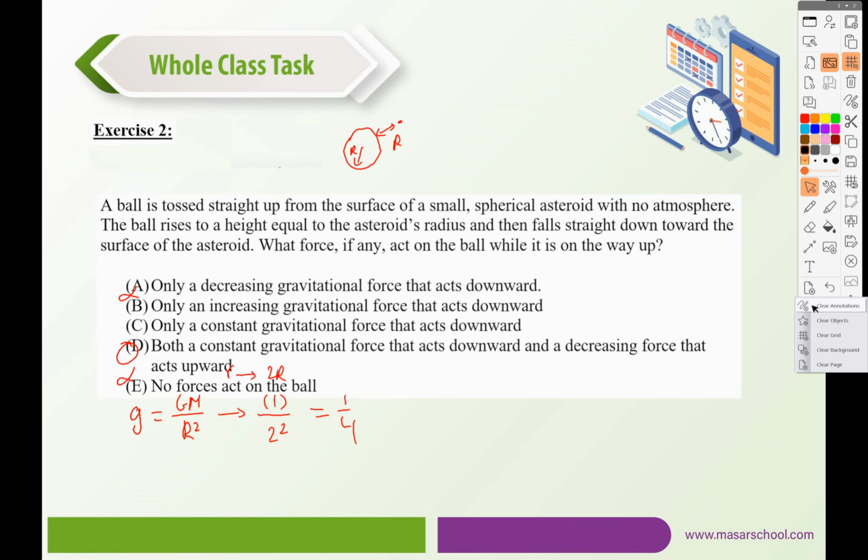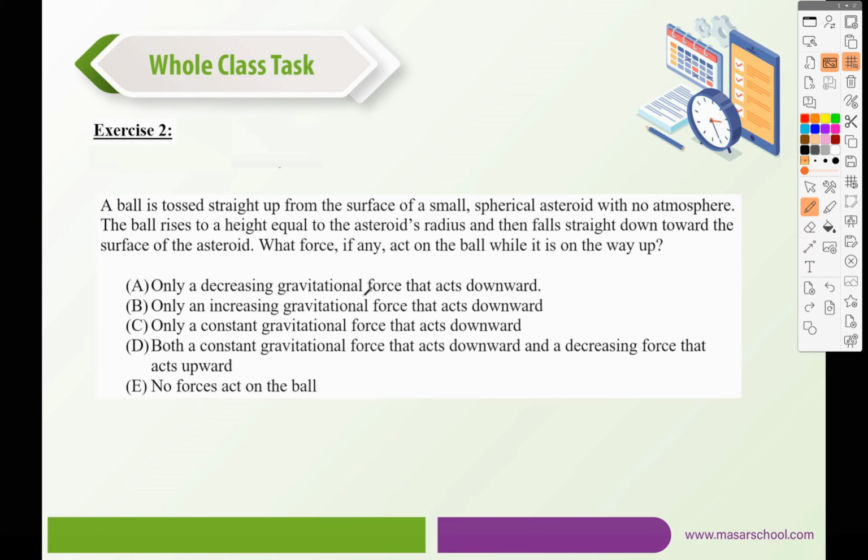Now, exercise 2. A ball is tossed straight up from the surface of a small spherical asteroid with no atmosphere. The ball rises to a height equal to the asteroid's radius and then falls straight down toward the surface of the asteroid. What force, if any, acts on the ball while it is on the way up? We know that we have the gravitational force. Then we can directly eliminate E and D, because they mention that we have both a constant gravitational force and a decreasing force. We don't have this force.